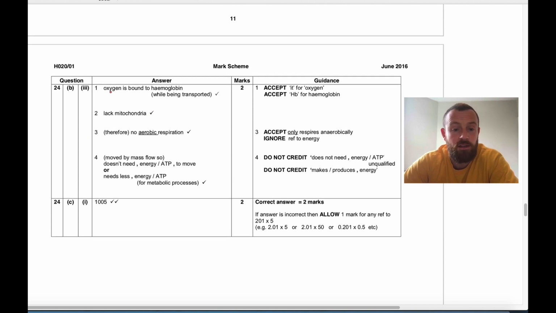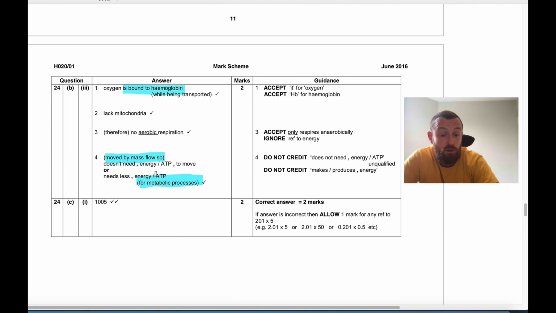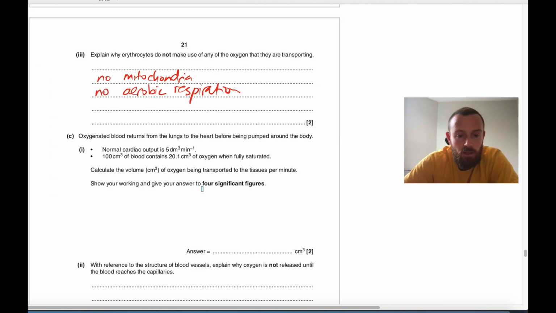Also, other things you could have said, oxygen is firmly bound to hemoglobin while being transported. And also, if you're thinking about, well, why don't the red blood cells need to do any respiration? Well, they don't really need much energy. They just get carried along. They get moved by the mass flow of the blood. So they don't need any ATP or energy to move, or really for any metabolic processes, because there's no transcription or translation of proteins going on because they don't have a nucleus. Okay, on to this one.